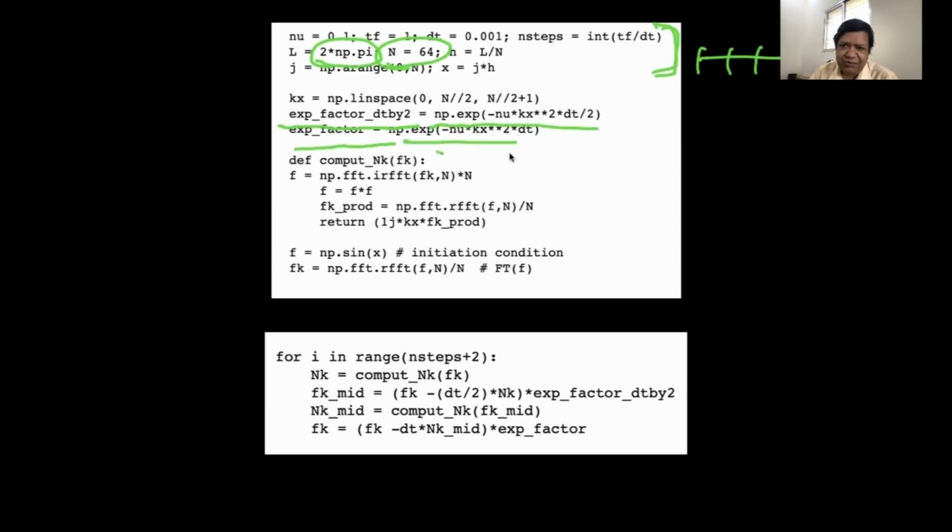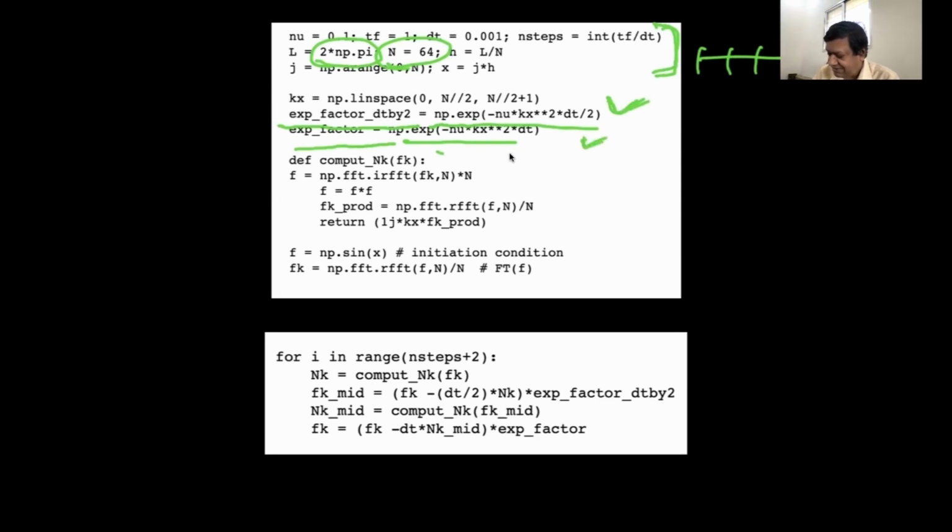Memory is not a big problem in modern computers. We have a significant amount of memory. So of course, if it's 1D, it's no problem, you can do it on your laptop. So I just save these exponential factors. Now let's look at the initial condition.